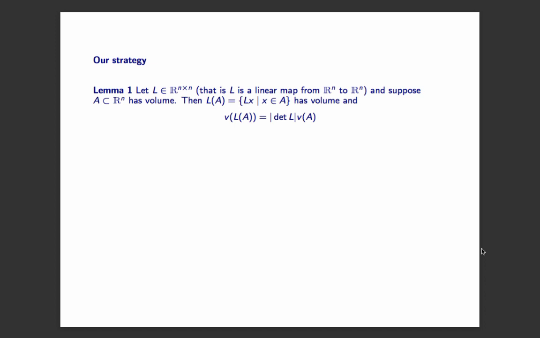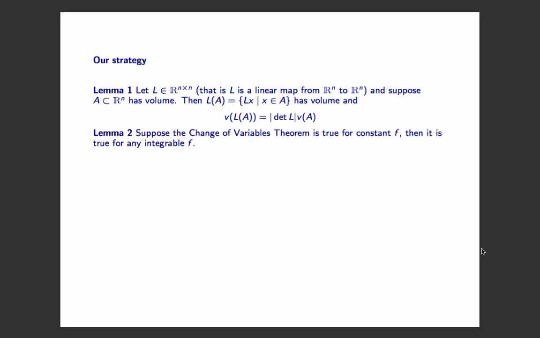So our strategy for proving this is by breaking it down into essentially 5 different supporting lemmas, and then using those 5 lemmas to get to our goal. So lemma 1 says let L be an n by n matrix. Of course, we could also think of L as a linear map from Rn to Rn. Suppose A, which is a subset in Rn, has a volume. Then if I take each vector in A and multiply by my matrix L, and call that L of A, L of A has volume, and its volume is equal to the volume of A times the determinant of L.